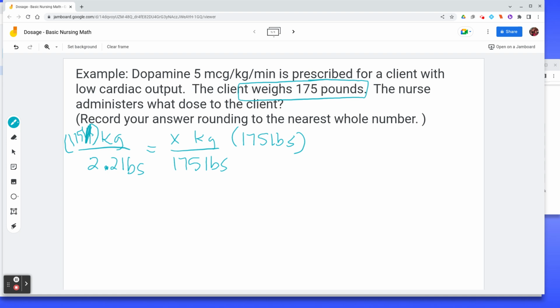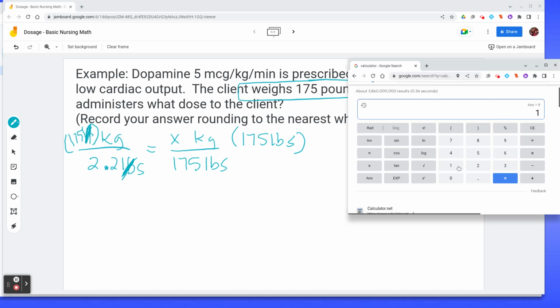Then for our units, our pounds over pounds will reduce, so that will be gone. We'll head over to our calculator and take 175. Now you can times it by 1 if you want, that's not really necessary. And then divide it by 2.2. That tells us our client is about 79.5 kilograms.